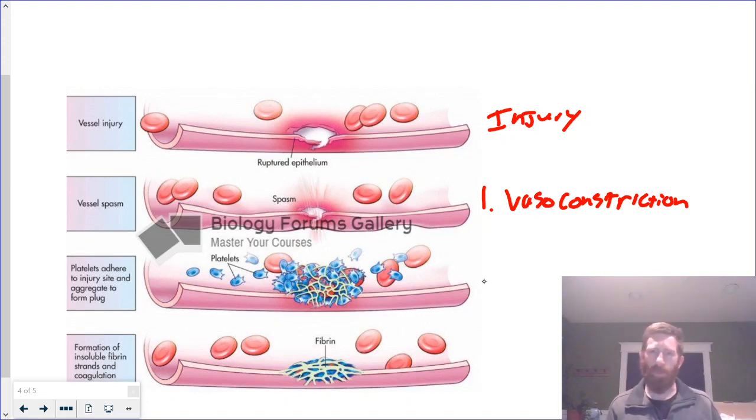So vasoconstriction, number one. Number two, platelets, because there are collagen fibers that are now exposed that didn't used to be exposed in an intact vessel wall. The platelets are attracted to those collagen fibers, and whereas running through a normal vessel they just slide right past the vessel wall, if they encounter those collagen fibers, they become sticky and form something called a platelet plug.